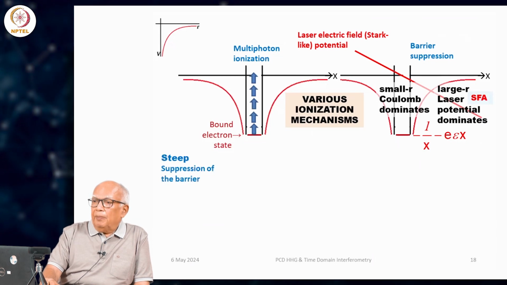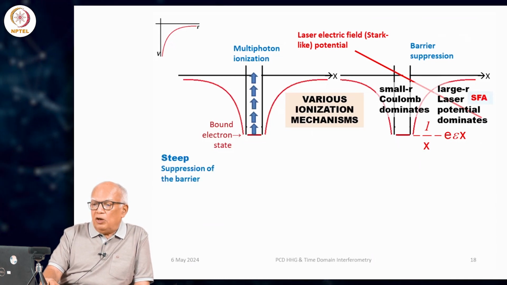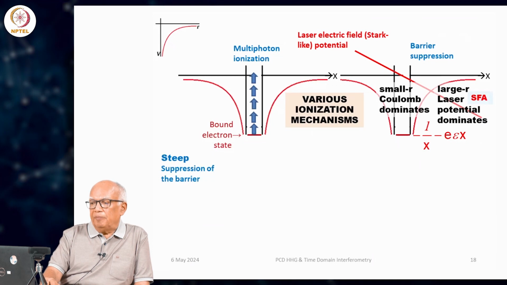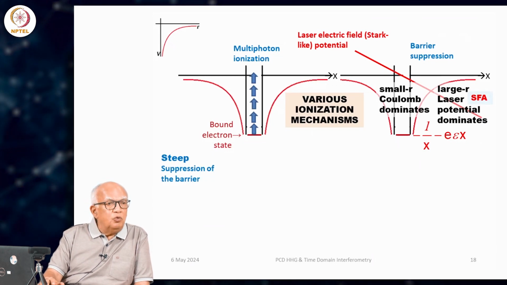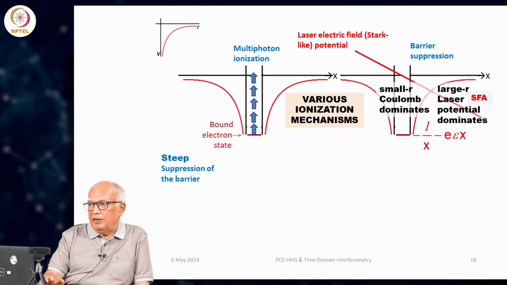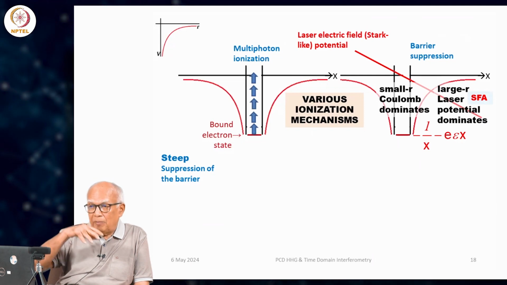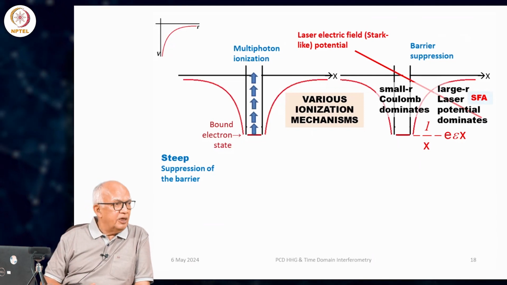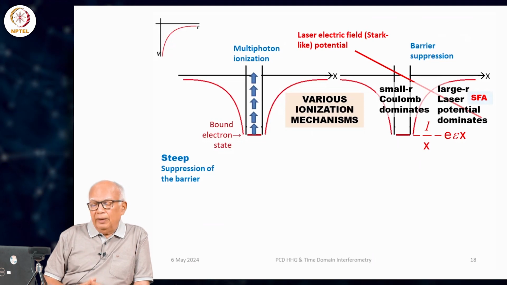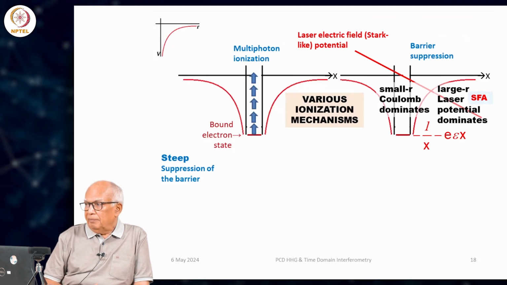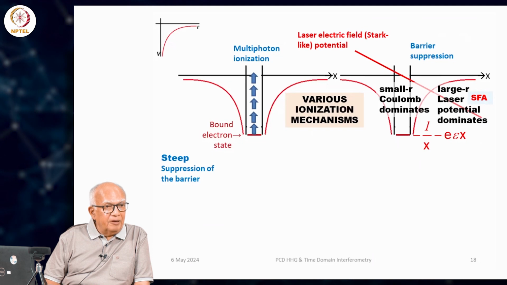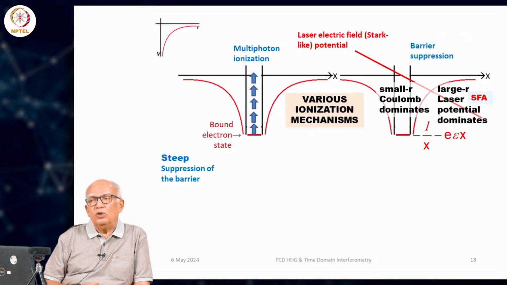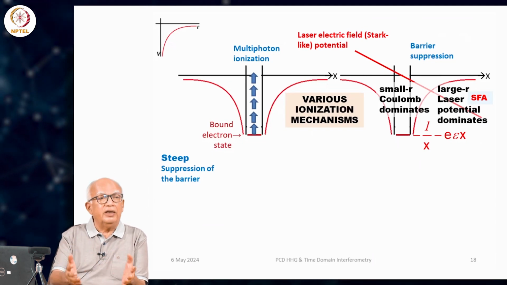But now we will talk about a steep suppression of the barrier. So, essentially what this electric field is doing is to suppress the barrier. There is a barrier due to which the bound electron cannot escape the atomic region, but you can suppress it by the application of this electric field. Okay, this is what is sometimes called field ionization.